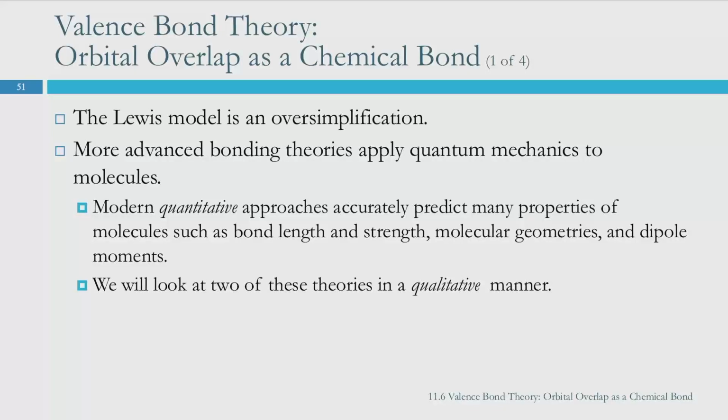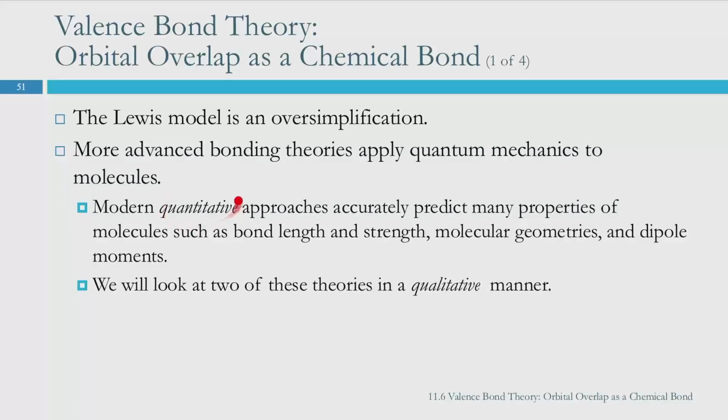So we've previously talked about, at some depth, the Lewis model. The Lewis model is an oversimplification. It's a lot simpler than it actually is. There are more advanced bonding theories that apply quantum mechanics to molecules. We didn't really do very much of that.